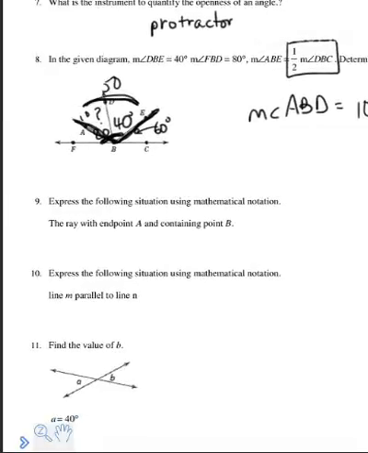Number 9, a ray with an endpoint A and heading towards a point B. So that's mathematical symbolic notation for ray with an endpoint of A containing point B. For number 10, a line M is parallel to line N. So M parallel to N.